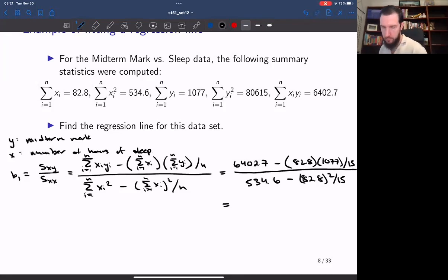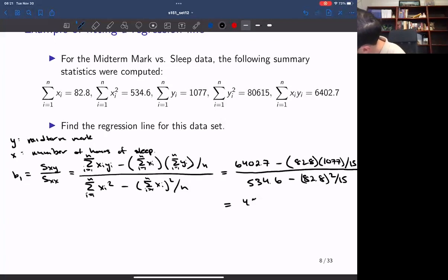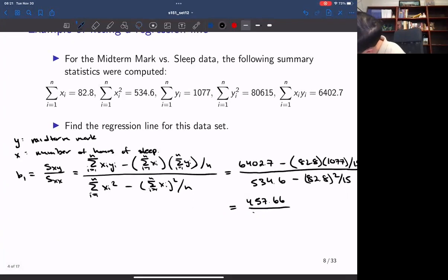Okay, so 6402.7 minus 82.8 times 1077 divided by 15 is 457.66, which is divided by 77.544, which is 5.902. Okay, so this is our slope.